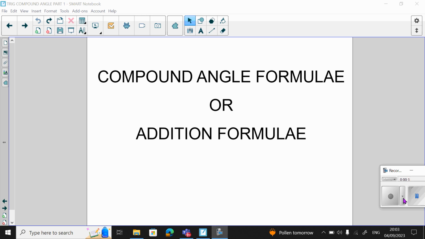Hi everyone, so we're just going to have a little look at this compound angle formula, or this formula, whatever you want to call it. We'll just hide this wee thing away.